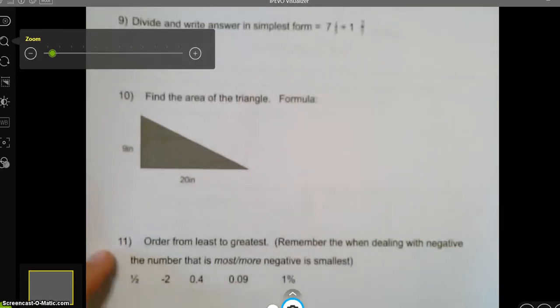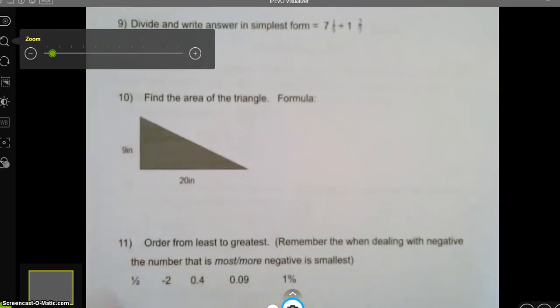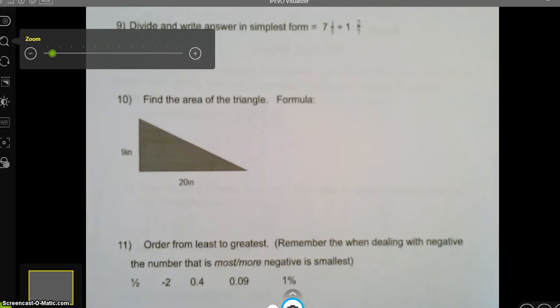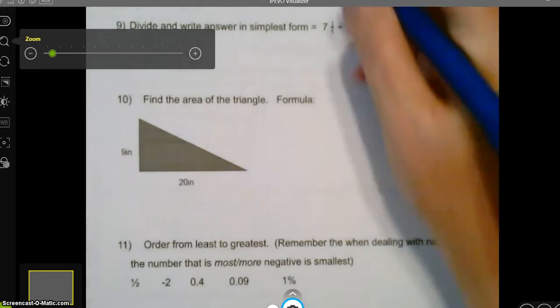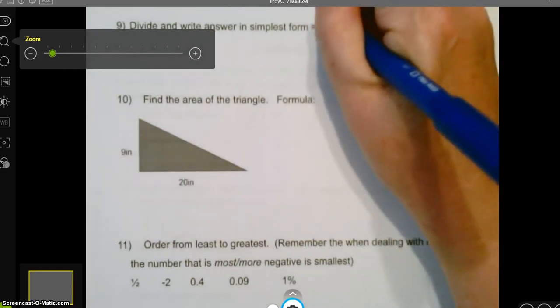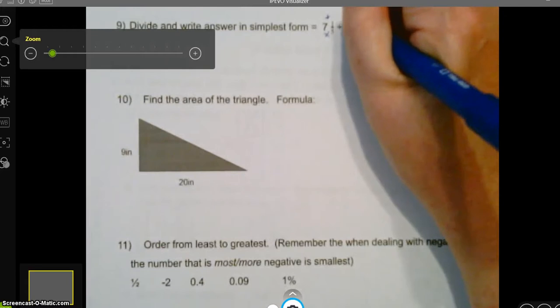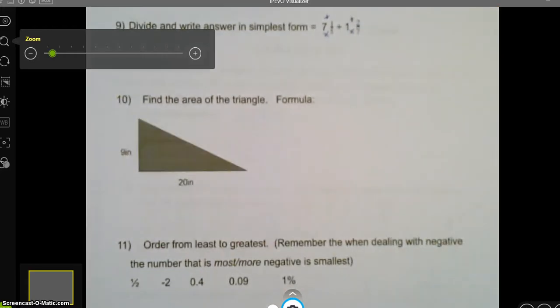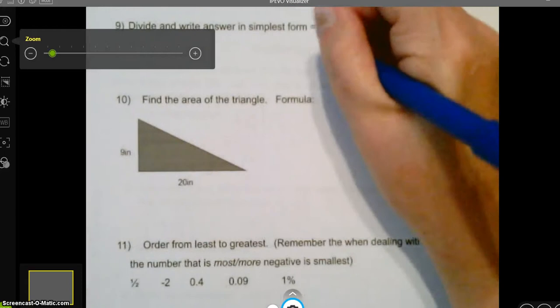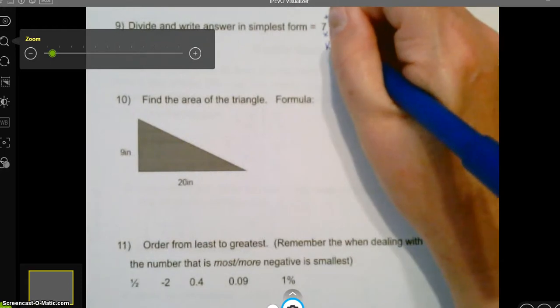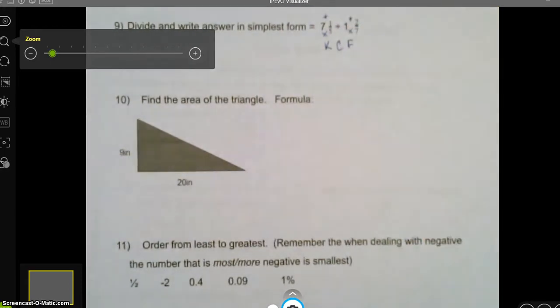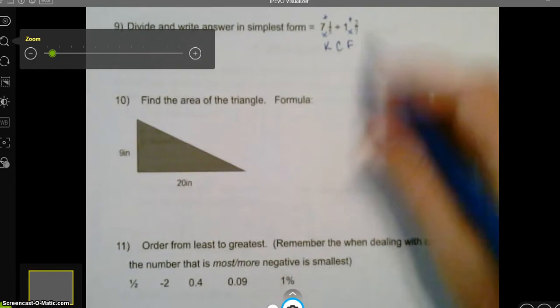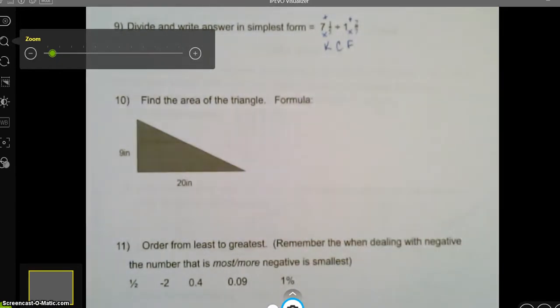Okay. So now we're going to do number 10, but before we do number 10, just remember on number 9, when we divide fractions, we do Texas, and then once we make those improper, we're going to do keep, change, flip, and remember flip has another word, reciprocal. So we're going to find the reciprocal of this second fraction after we make it improper.